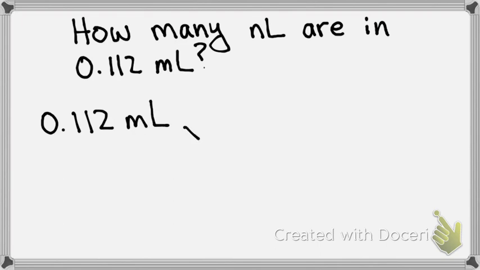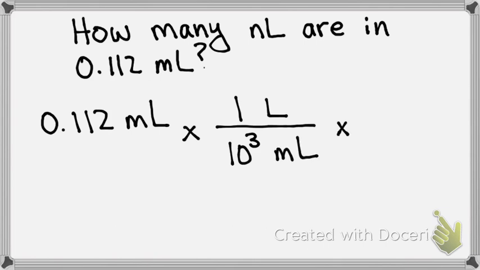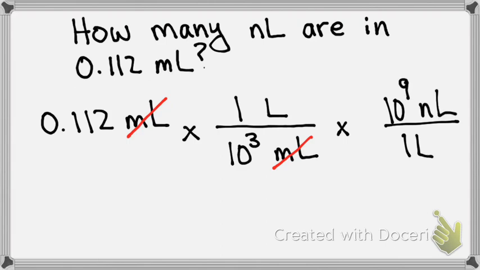We can convert milliliters to liters. We know that 1 liter contains 10 to the third milliliters. Of course, milliliters will cancel. And then we know that in 1 liter, there are 10 to the 9th nanoliters. And now liters will cancel.